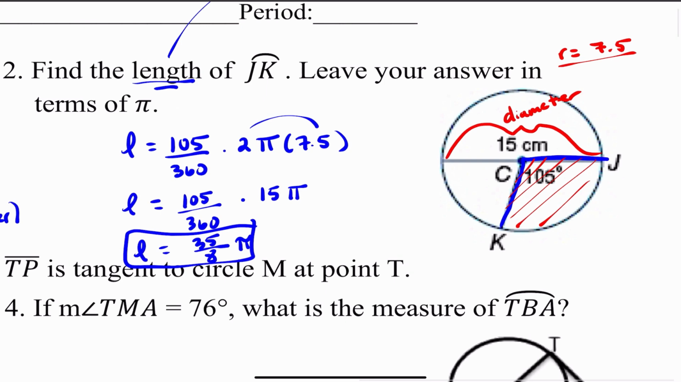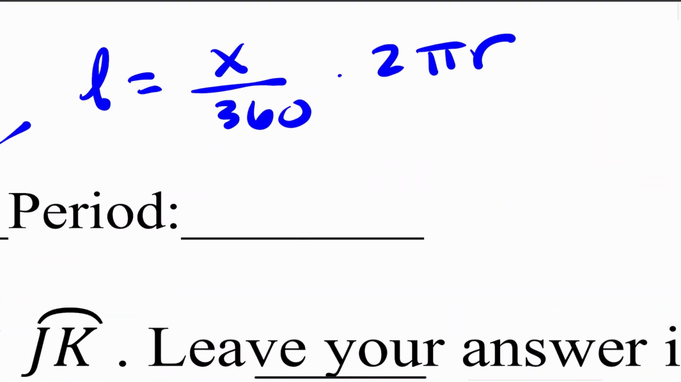And I want to make a quick note. Yes, sometimes you will be given the diameter and all you have to do is just write 15 pi. But sometimes you're going to be given the radius instead, and you're going to be using this formula: L equals x over 360 times 2 pi r.